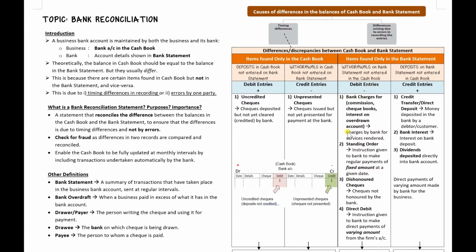Bank charges by the bank for services, for example commission for a checkbook, interest on an overdrawn account, meaning you have overdrawn more than you have in the account, standing instructions and direct debit.